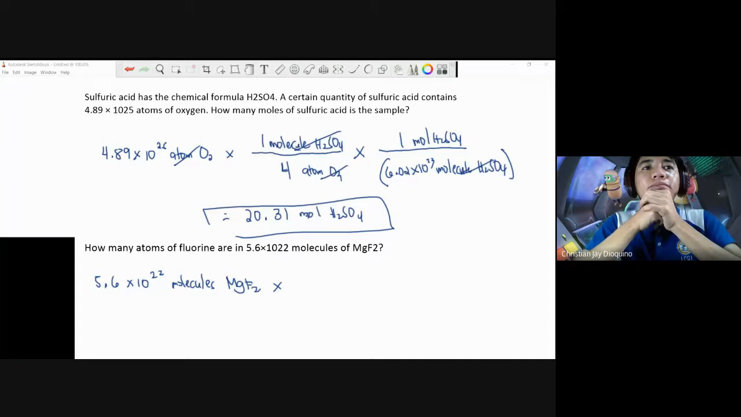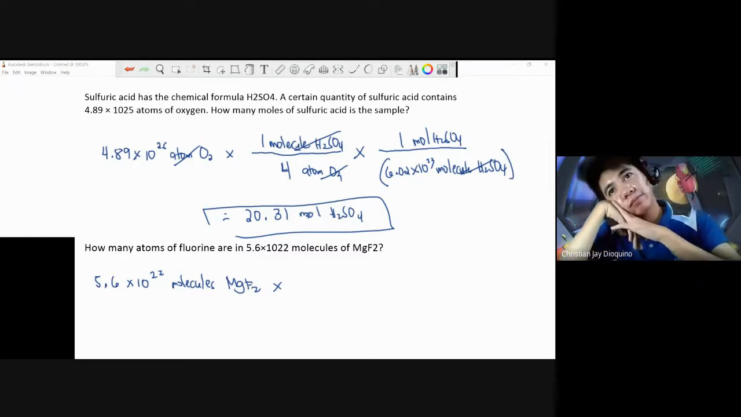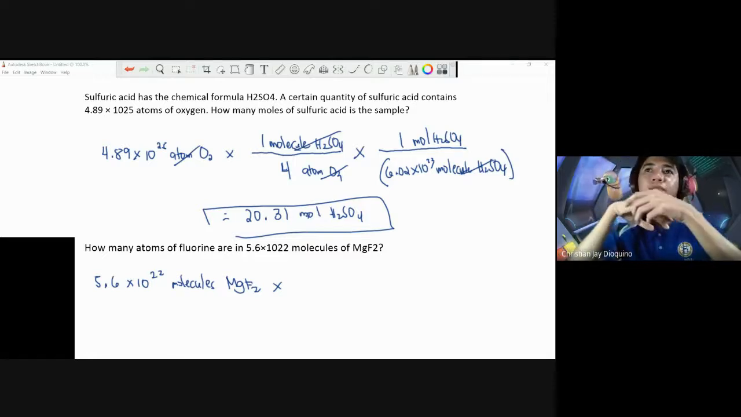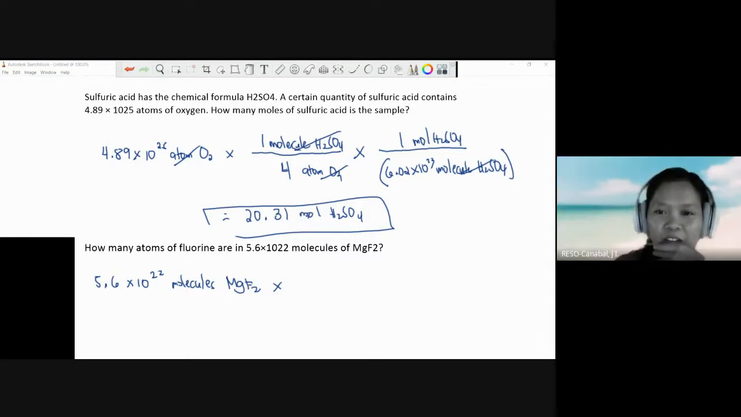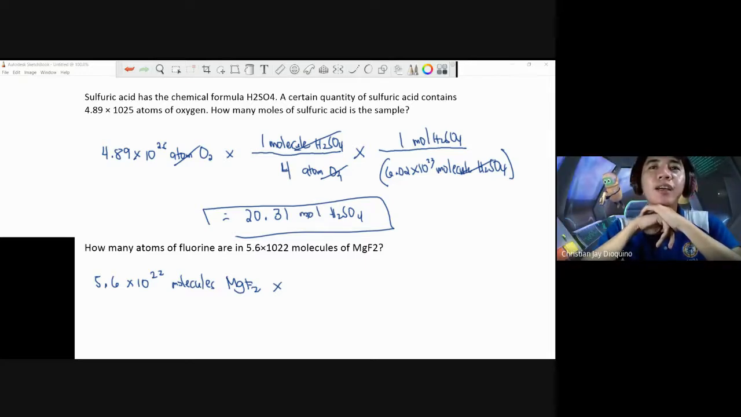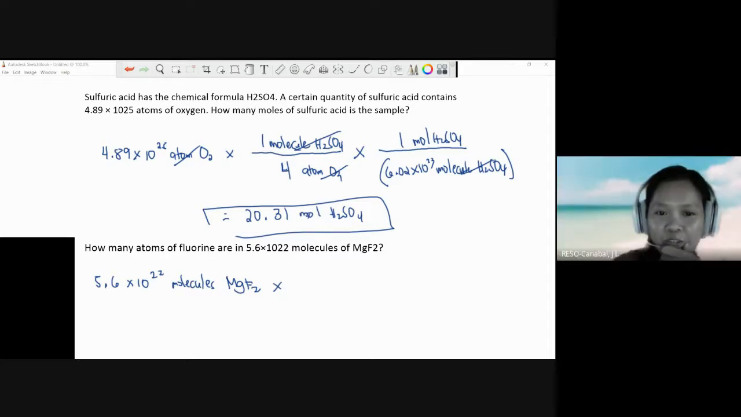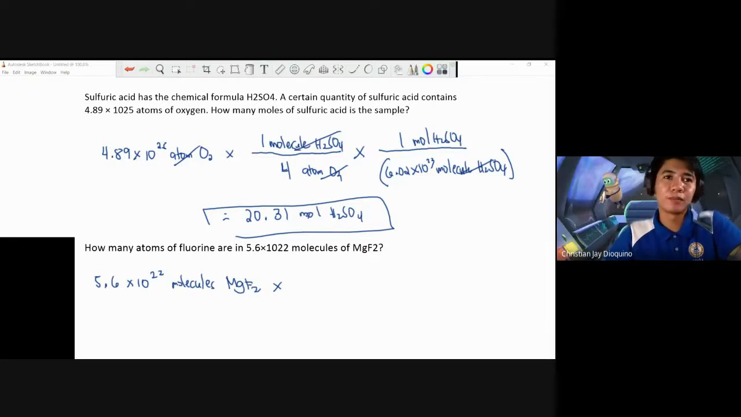Then what's next? We need to cancel the molecules and make it number of atoms. We'll go back to the process. Look at our sample above, just reversed. Jamie? Sir, it becomes 2 atoms of fluorine, divided by 1 molecule of magnesium fluoride. Okay, exactly. Simple as that.